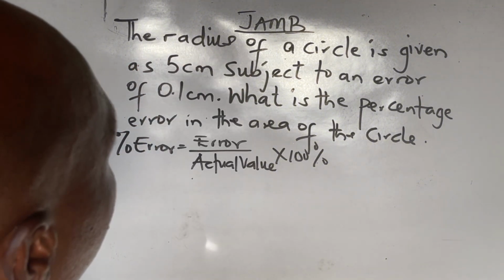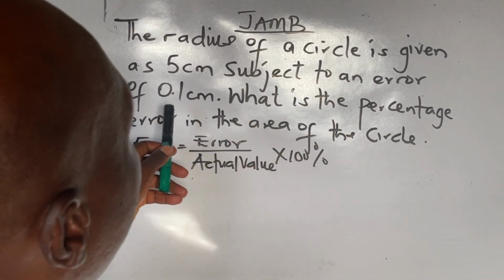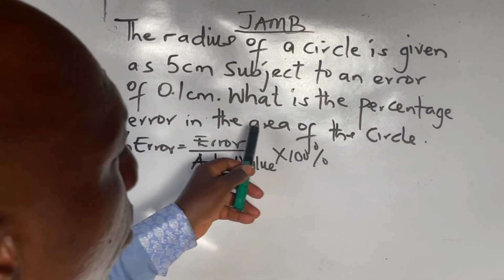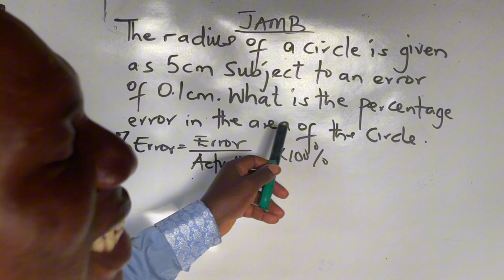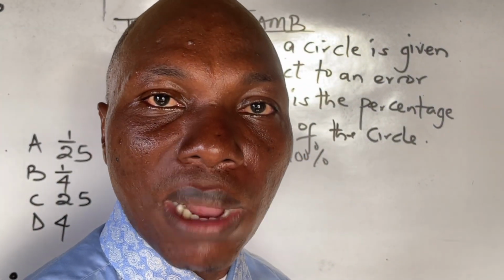So let's solve this question. It's a JAMB question. The radius of a circle is given as 5 cm, subject to an error of 0.1 cm. What is the percentage error in the area of the circle? What is the area of a circle? The area of a circle is pi r squared.